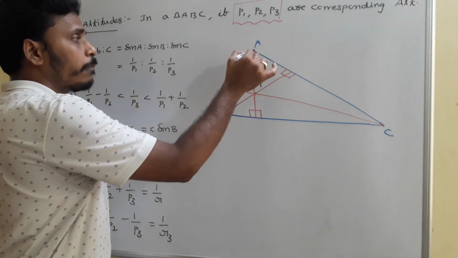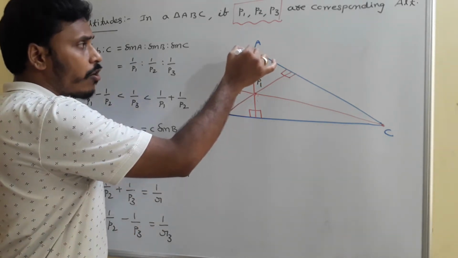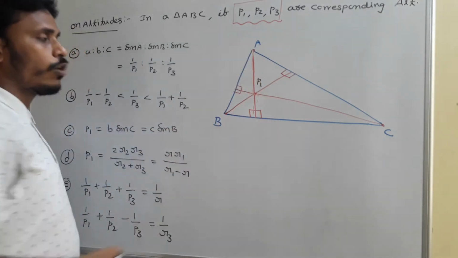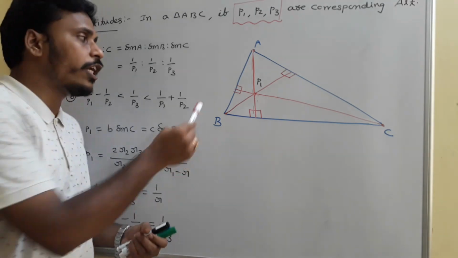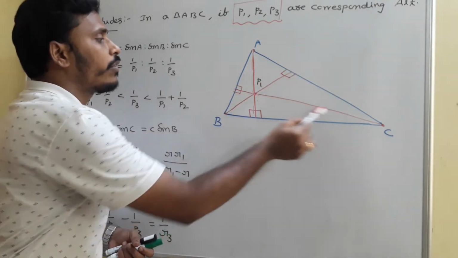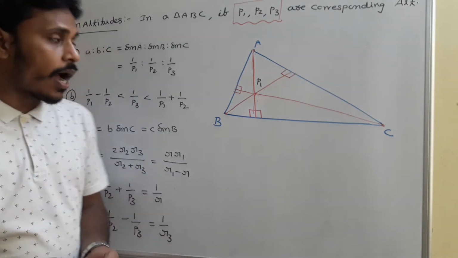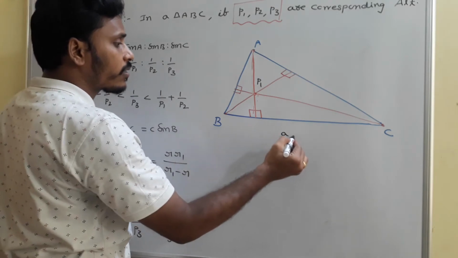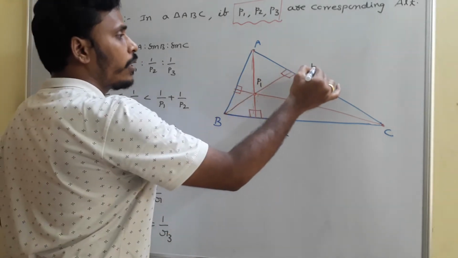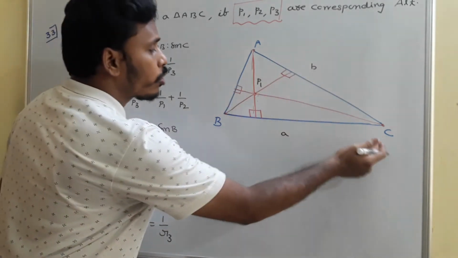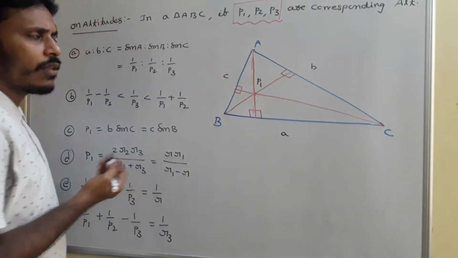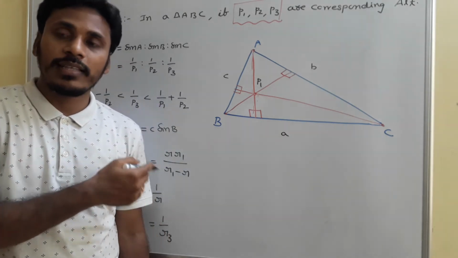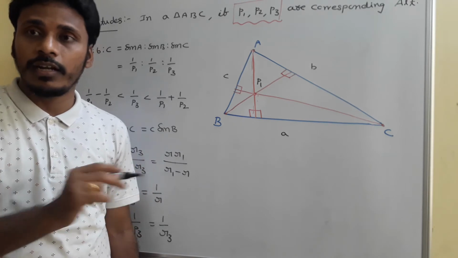Altitudes are the line segments drawn from a vertex to the opposite side perpendicularly. So this total length is the altitude length, and that is P1 here. Similarly we mark P2 as this length and P3 as this length. If we need, we will mark it. Now we have three sides of the triangle. Opposite to the vertex A, the side length is small a, opposite to the vertex B the side length is small b, and opposite to the vertex C the side length is small c. We know a, b, c are the sides, A, B, C are the vertices, and there are angles A, B and C also.